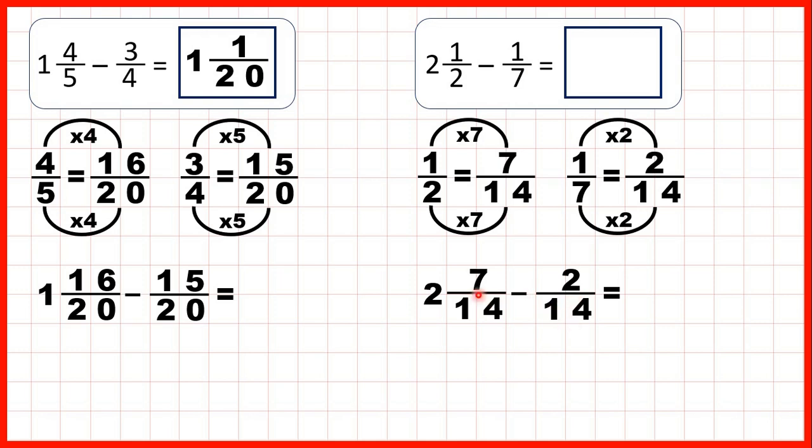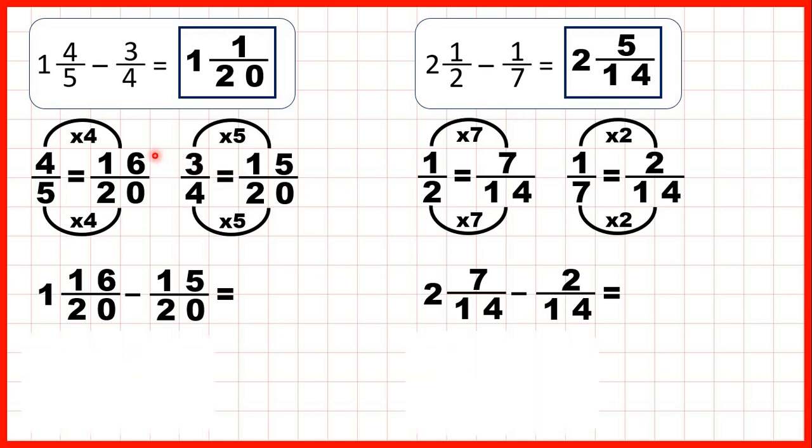So we have 7/14 minus 2/14. We can do that because the denominator stays the same, and 7 minus 2 is 5. But we have 2 wholes in our question, and we're not subtracting any wholes, so we still have those 2 wholes in our answer. So that's 2 5/14.